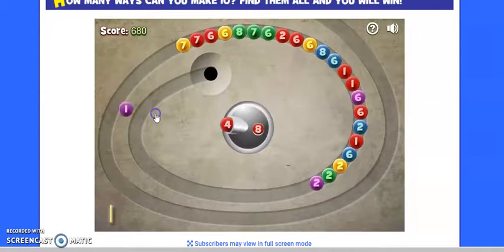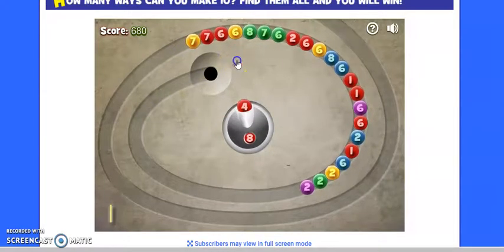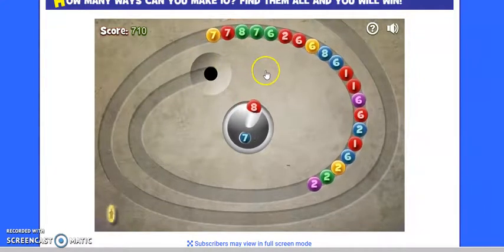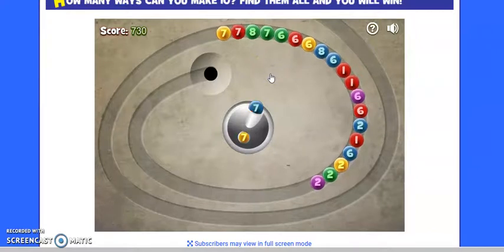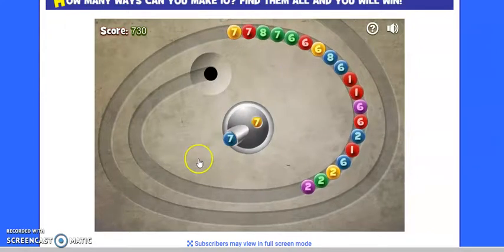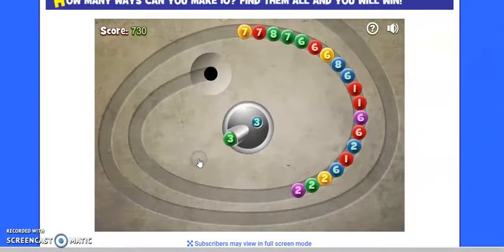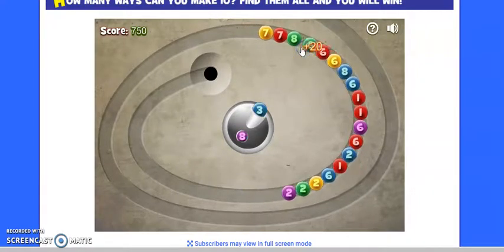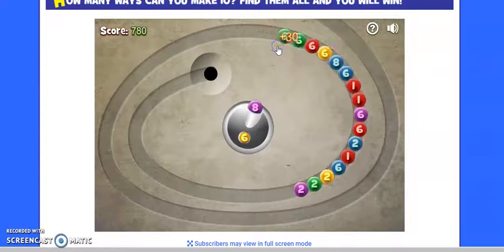I don't see. 6 plus 4 is 10. 8 plus 2 is 10. 7 plus 3, which I think we ran out of earlier. 3 plus 7 is 10. So we have a couple of 3s coming up. 3 plus 7 is 10.